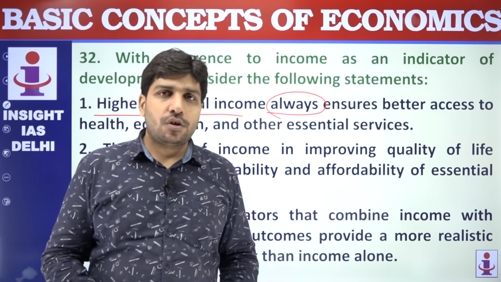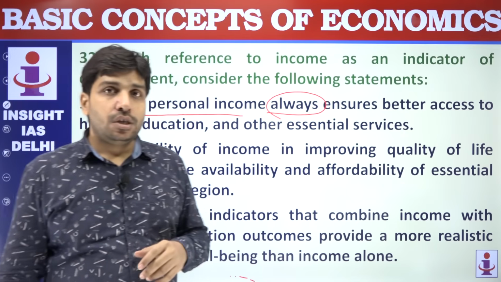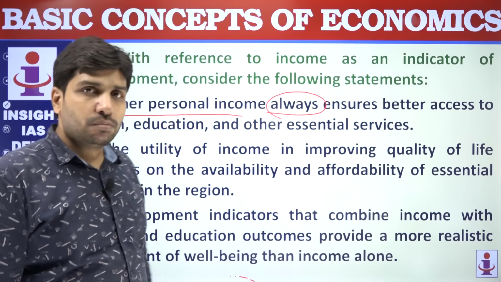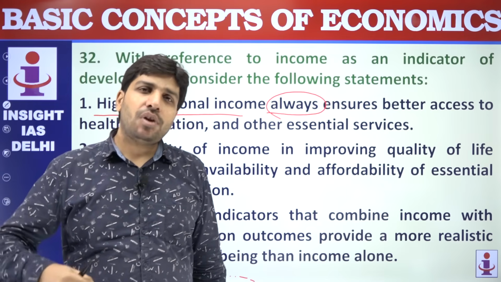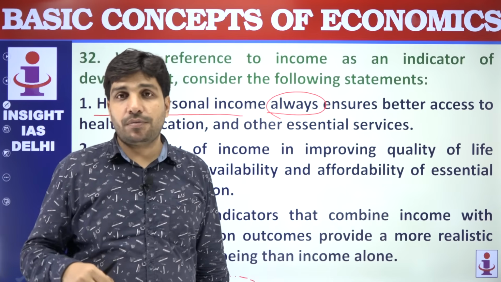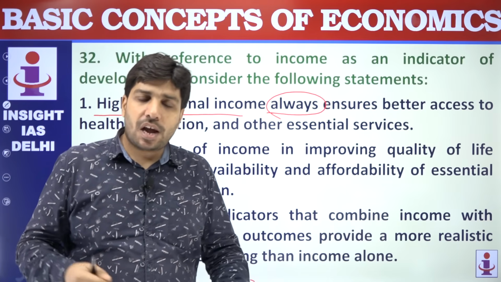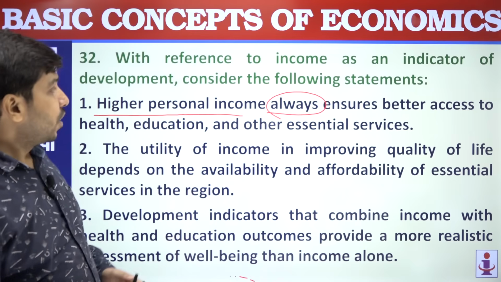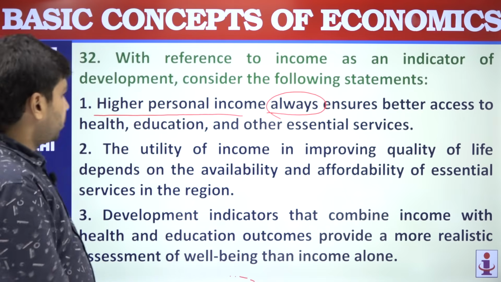Suppose you are earning 1 lakh rupees, but you are residing in a remote village and in the midnight you need a doctor for some health emergency. How can you access the doctor? You will have to wait. If telephone connectivity is not available, and your car is also not working, then you will have to go out and look for some help. So it will take time. So higher personal income does not always ensure better access.